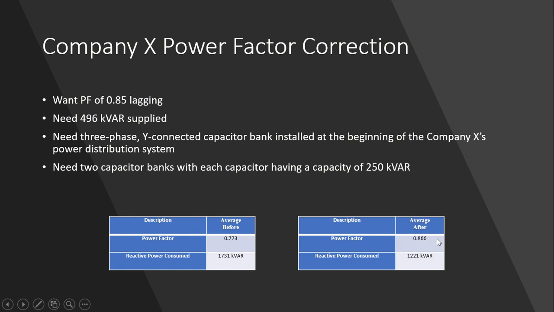And the average after my proposed solution would have a power factor of 0.866, which again is above the 0.85, and the reactive power consumed decreases because we supplied 510 kVAR with the capacitor bank, and that's going to decrease to 1,221 kVAR. And with that solution, Company X will meet their desired power factor, and they will be charged less, or not charged at all, for having a poor power factor. So that is some basic information on power factor penalty and correction, and how it can be applied to a real industrial power plant.